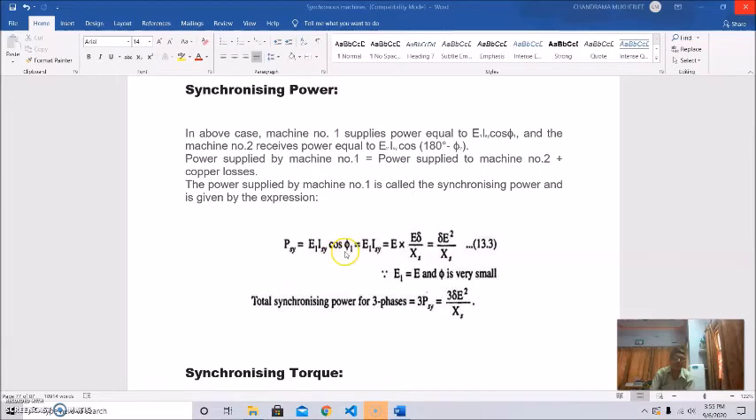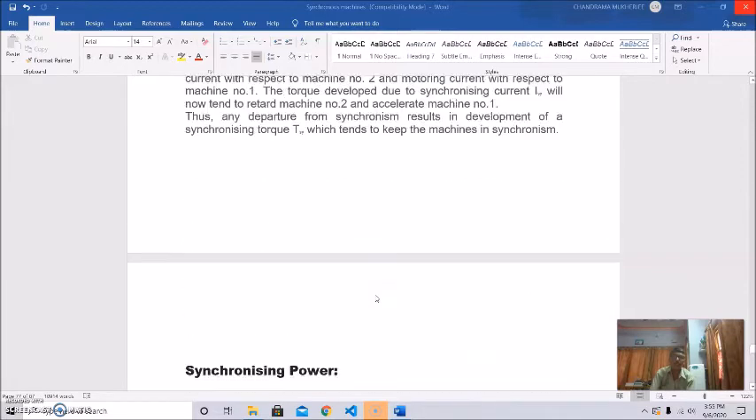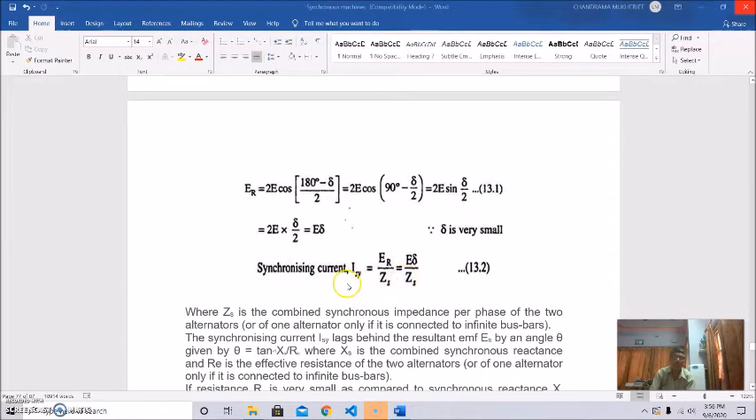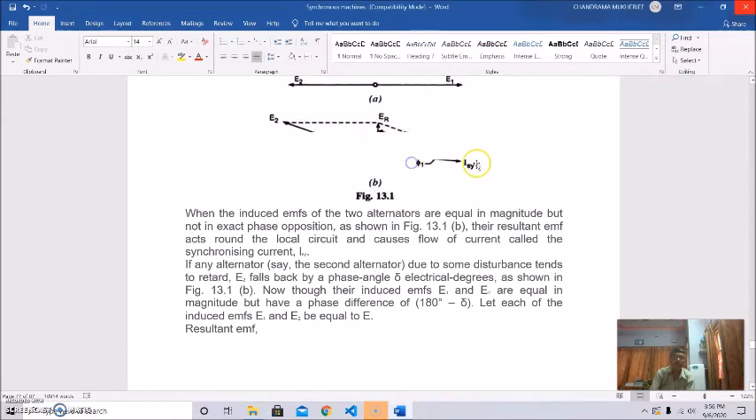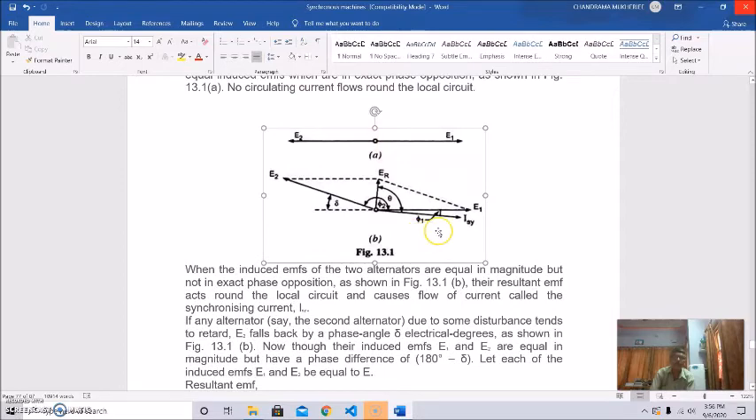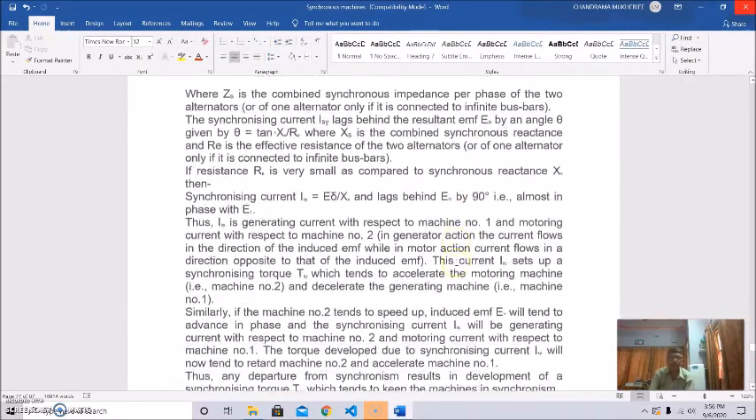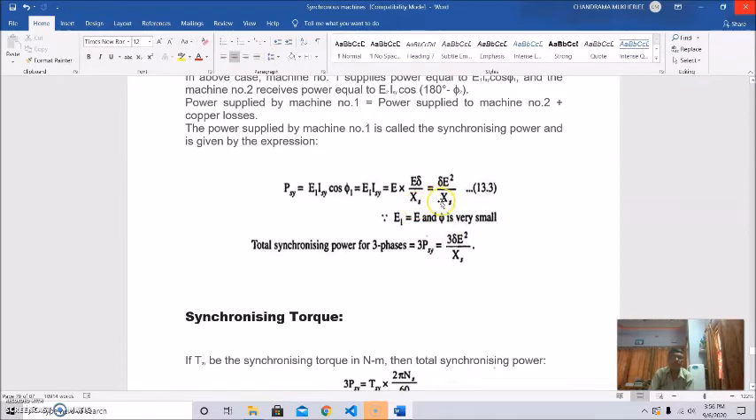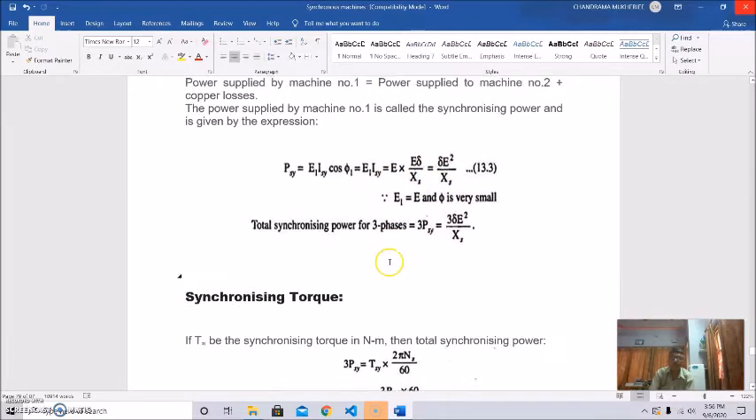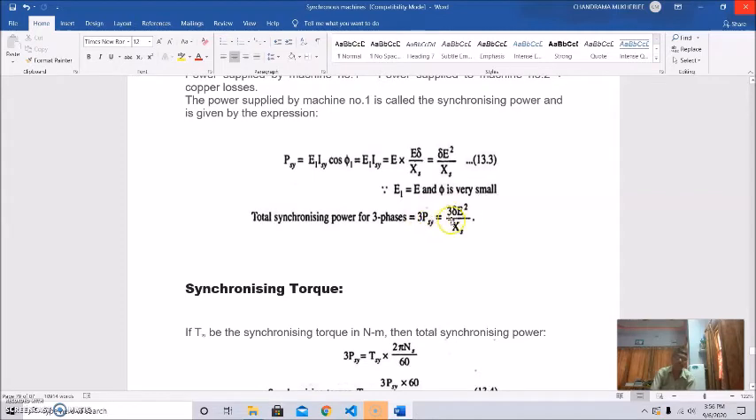If it is in phase, 0 degrees, cos phi 1 is 1. So you can write this as E delta by XS, with the cos phi 1 value put in here. So this is equal to E delta squared by XS, where E1 equals E and phi is very small. In that case, we can write this equation. The total synchronizing power for three phases will be multiplied by 3, that is 3 E delta squared by XS.